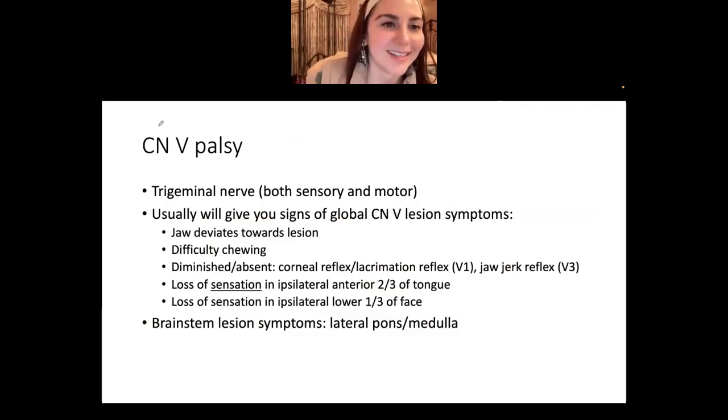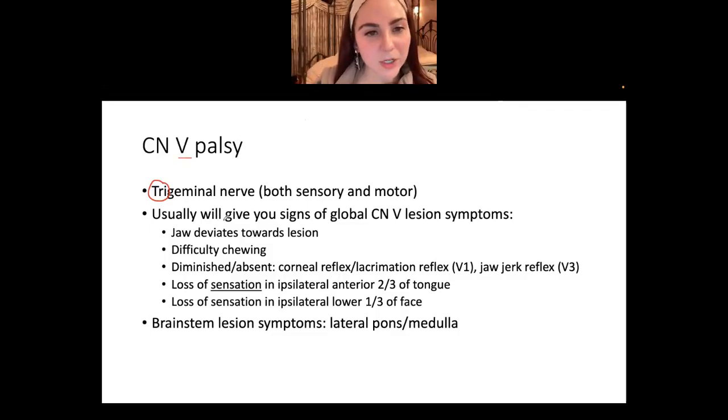Okay. Cranial nerve 5, so the V, that's 5. Remember, there are 3 branches of it. They all exit the skull at different areas. It's a massive nerve. It's the trigeminal, and remember, tri means 3. And this is both sensory and motor. Usually when they're doing vignettes, they'll give you signs of a global cranial nerve 5 lesion, meaning signs of all 3 branches being affected, motor and sensory function. So they're just going to give you everything.